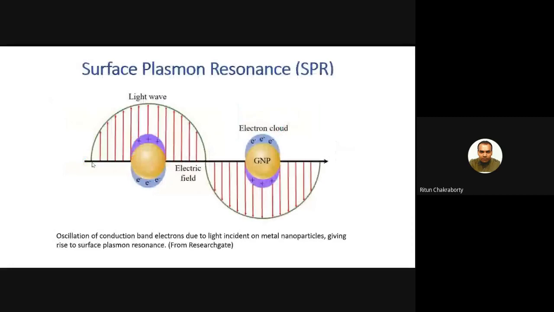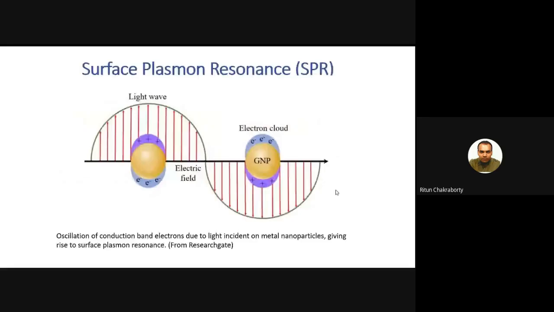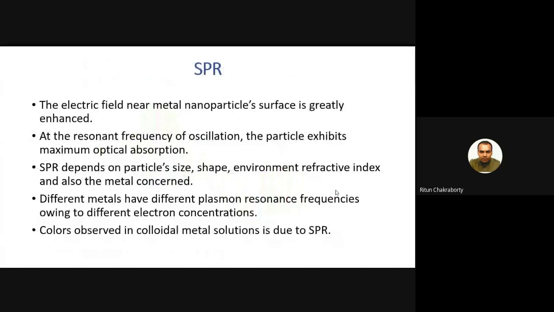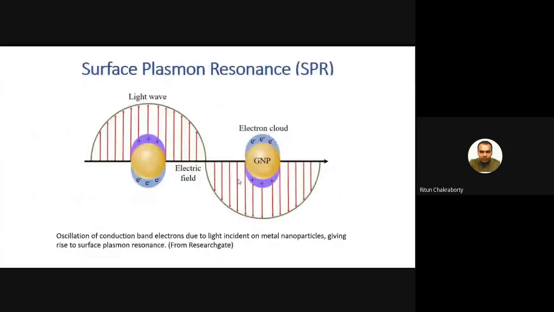Now what happens? There is a phenomenon called surface plasmon resonance. So what is surface plasmon resonance? You see here this golden color; this is the gold nanoparticle. So what is going on here? When do you observe surface plasmon resonance? When we do UV visible absorption spectroscopy measurements.